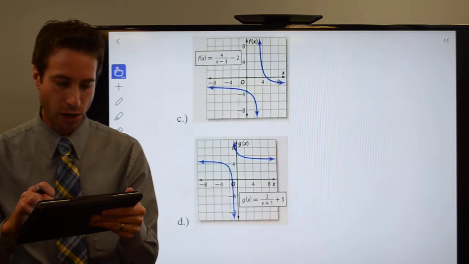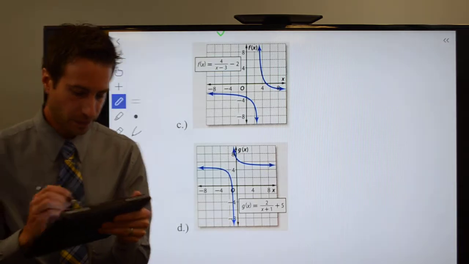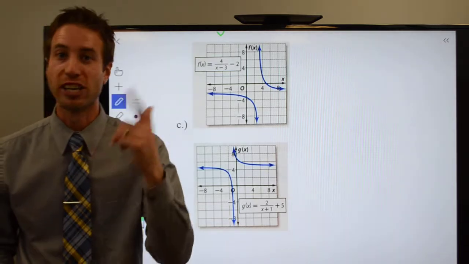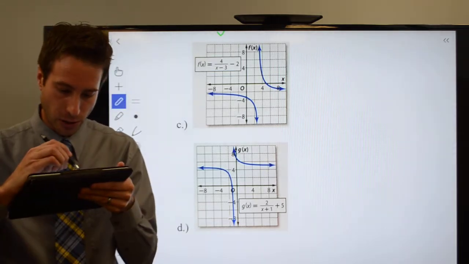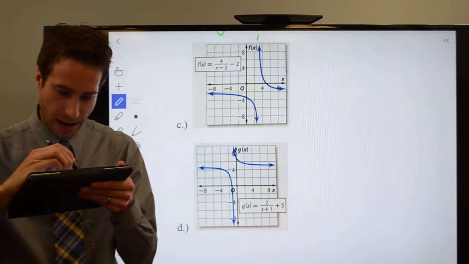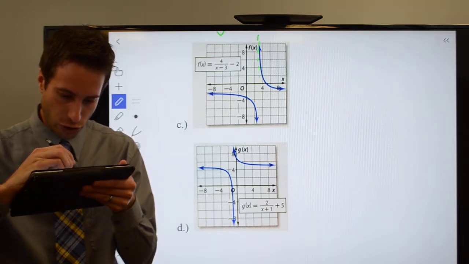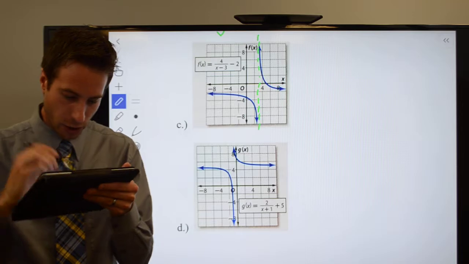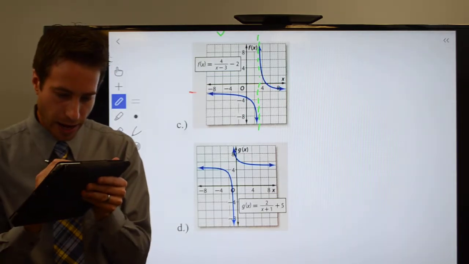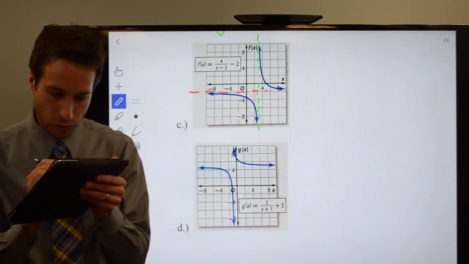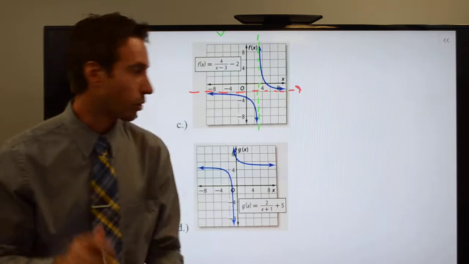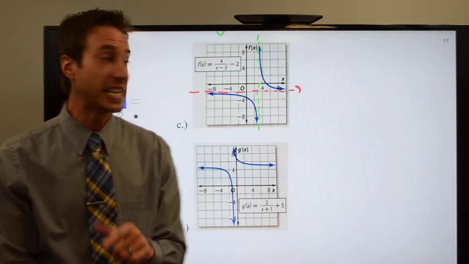Let's try a couple more just to make sure. Again, at this point, you should be real good at spotting vertical and horizontal asymptotes. Looks like right there is my vertical, and right there is my horizontal.